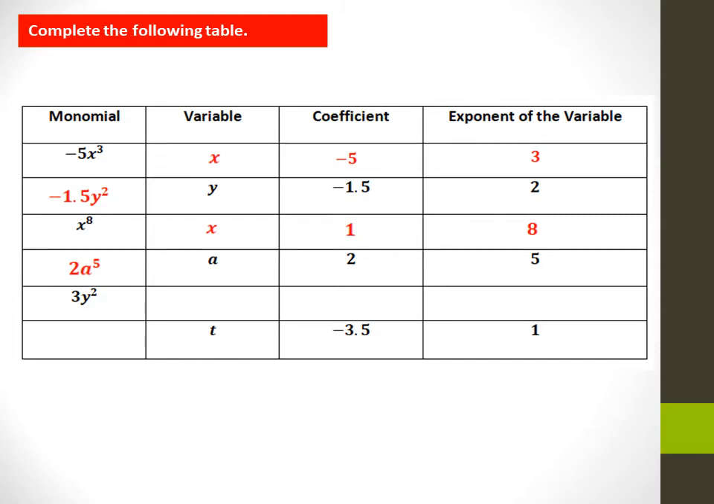3y to the power of 2. The variable here is y. The coefficient is 3, and the exponent of the variable is 2. If the variable is t, the coefficient is negative 3.5, and the exponent is 1. The monomial is negative 3.5t.